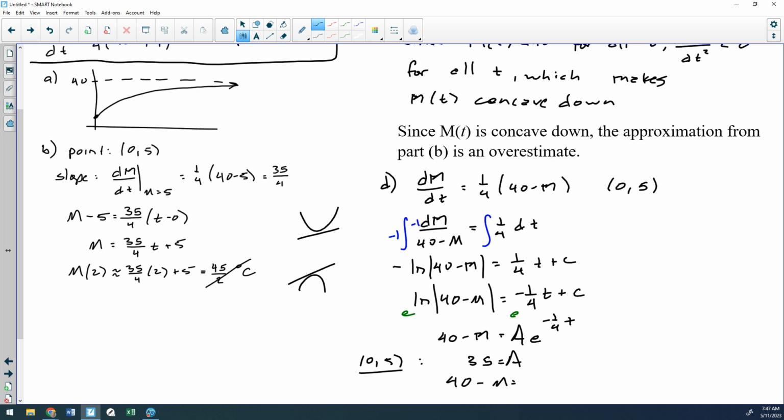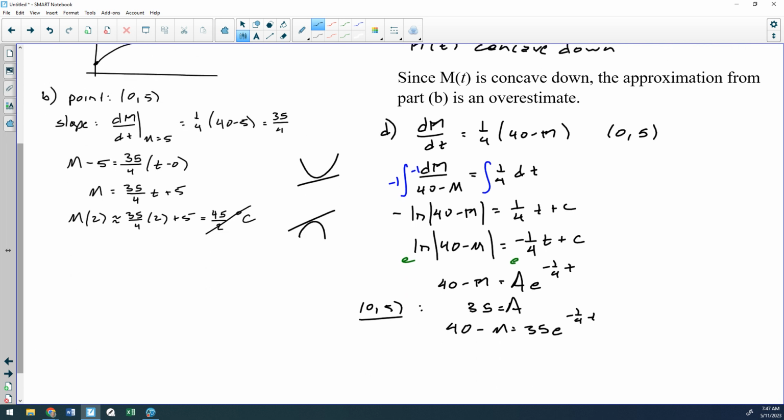So now I can reset my solution: 40 minus m equals 35 e to the negative 1/4 t. And finally, I can wrap this up by subtracting 40 and solving for m. I'm just going to do this in one step. m is going to be 40 minus 35 e to the negative 1/4 t.